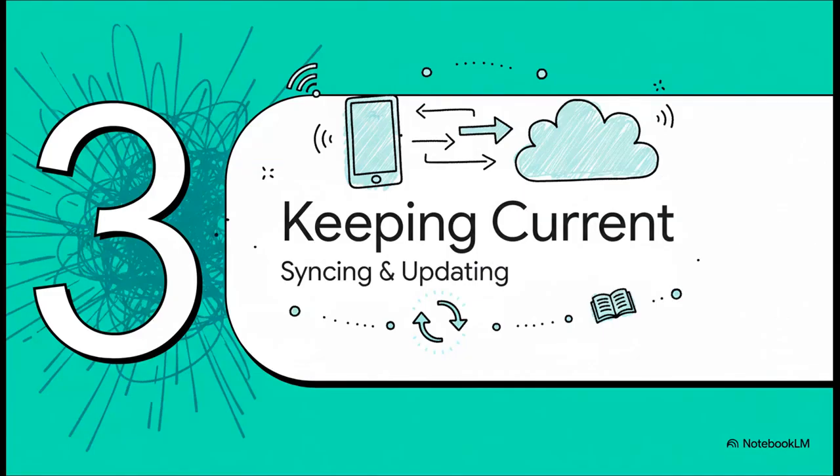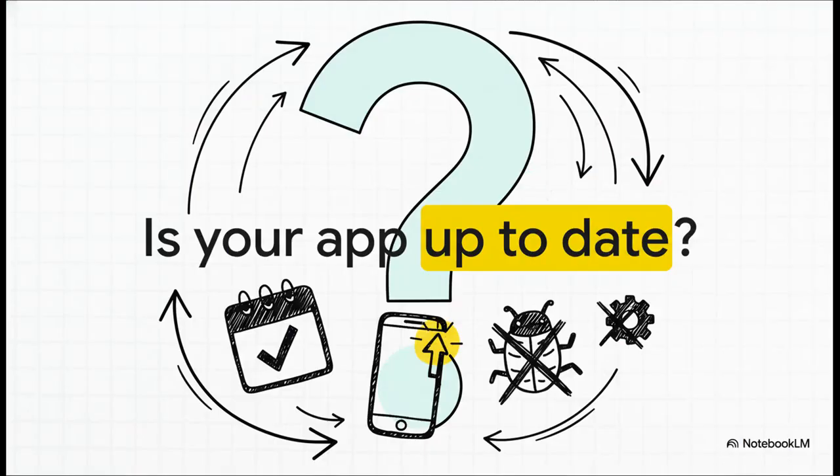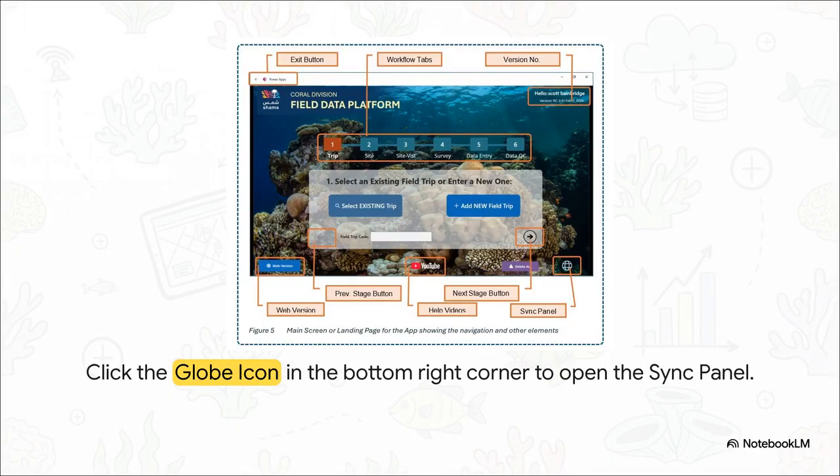All right, Section 3, Keeping Current. This is super important. One of the best habits you can develop is making sure your app is always up to date. We do this through a process called syncing. Before you even think about entering data, especially if you haven't used the app for a few days, always ask yourself this question. Working on an old version can cause all sorts of problems, so a quick check is a must. And the first step couldn't be easier.